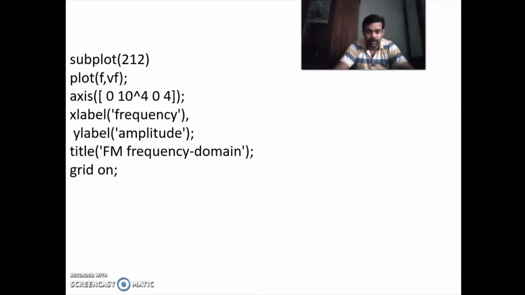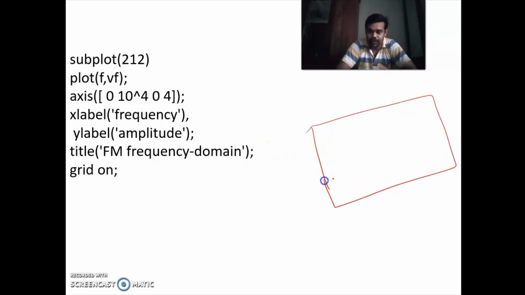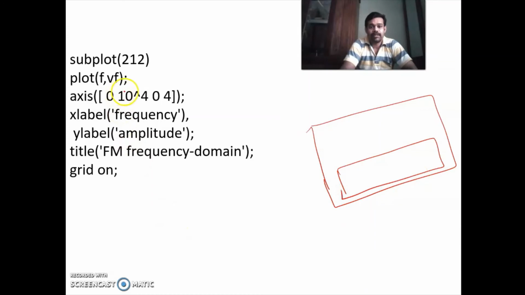Now we are going for the next one. Subplot 2, 1, 2. Now we are plotting the frequency spectrum. This is the second diagram of your figure 2. Okay, so subplot 2, 1, 2, plot F comma VF.